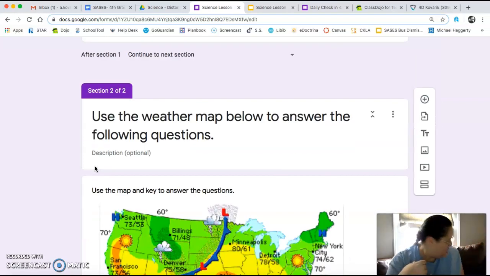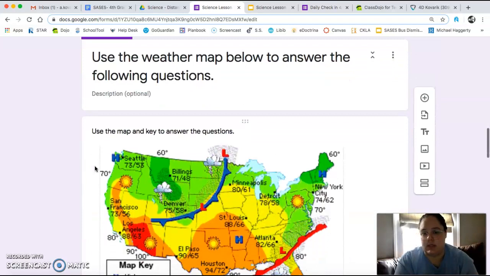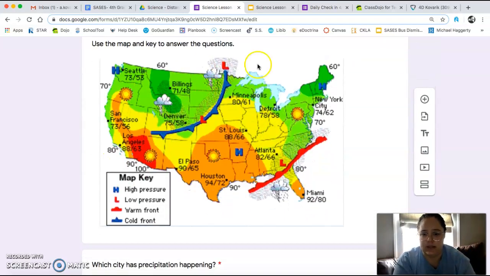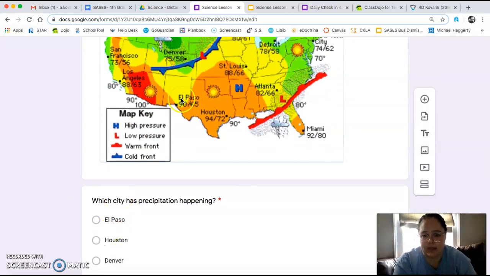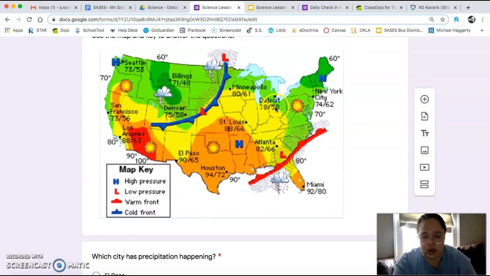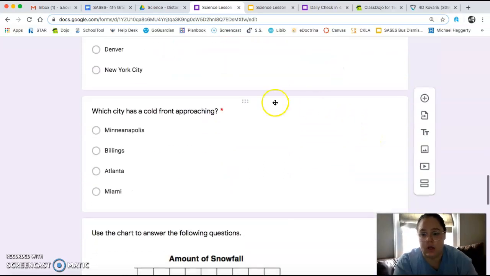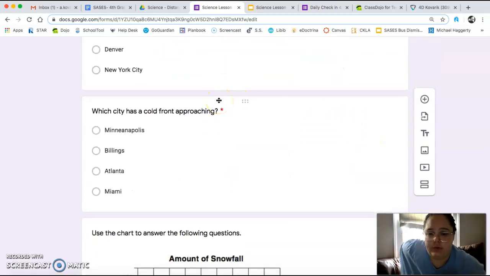All right. Then you're going to use these maps and charts to answer the questions below. So using this weather map right here that we talked about earlier, I want to know which city has precipitation happening. So you're going to look at each of these cities. El Paso, is there any precipitation here? Houston, is there any precipitation here? Go through each one and you're looking for the symbol that has precipitation. Same with this one. Which one has a cold front approaching?